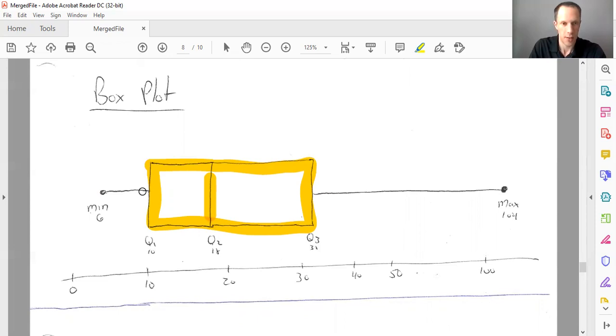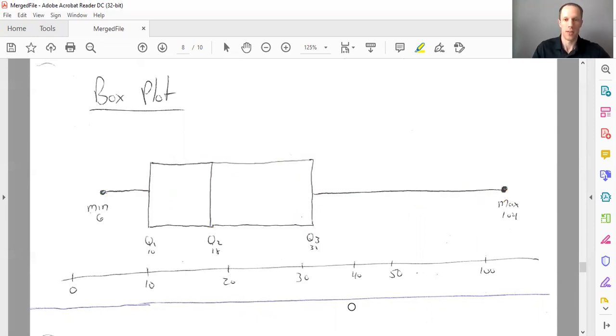And then I draw a line that sticks out to the left to the minimum, and a line that sticks out to the right that goes to the maximum. And we would call that our box plot. One of the things that you can see in a box plot is which segments of the data have more variation and which ones have less.